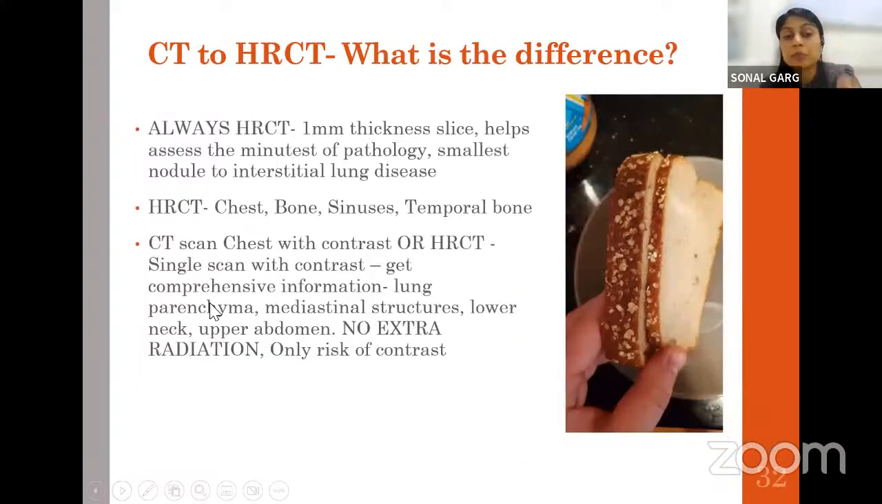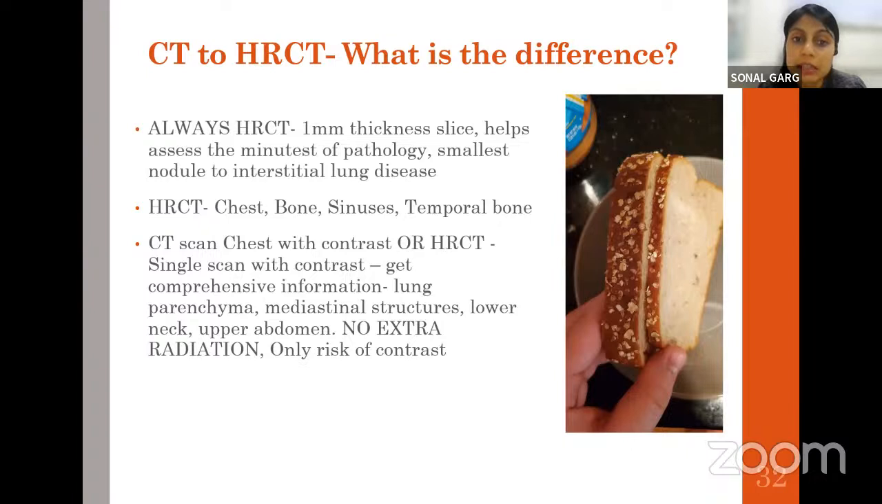Now, we go from CT to HRCT, and what is the difference? HRCT stands for high resolution CT, and in the latest generation of scanners, that is anything above a 4 or a 16 slice scanner, we are always able to acquire HRCT images, even if you write CT on your prescription. And how does that happen? This happens because once the scan has been acquired, you have acquired the raw data, and your latest generation of scanners are always able to reconstruct the images in an HRCT format.